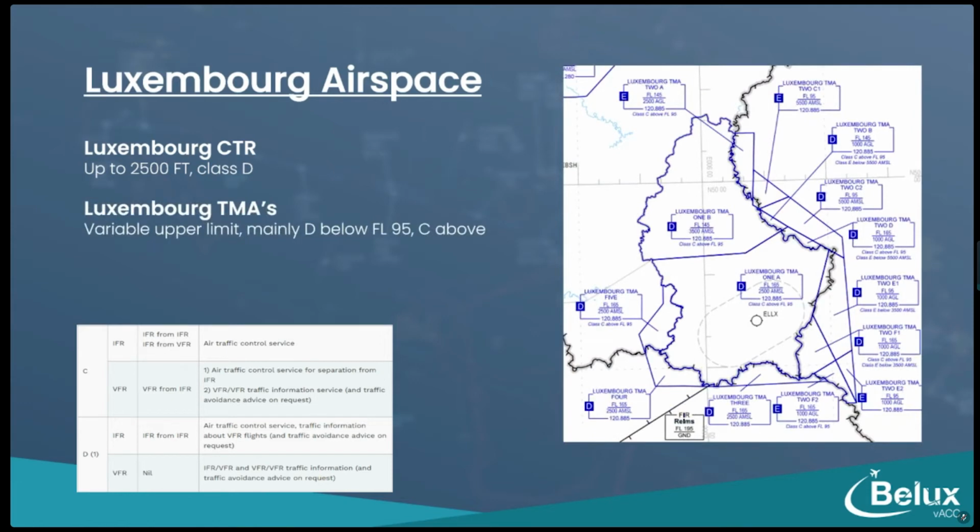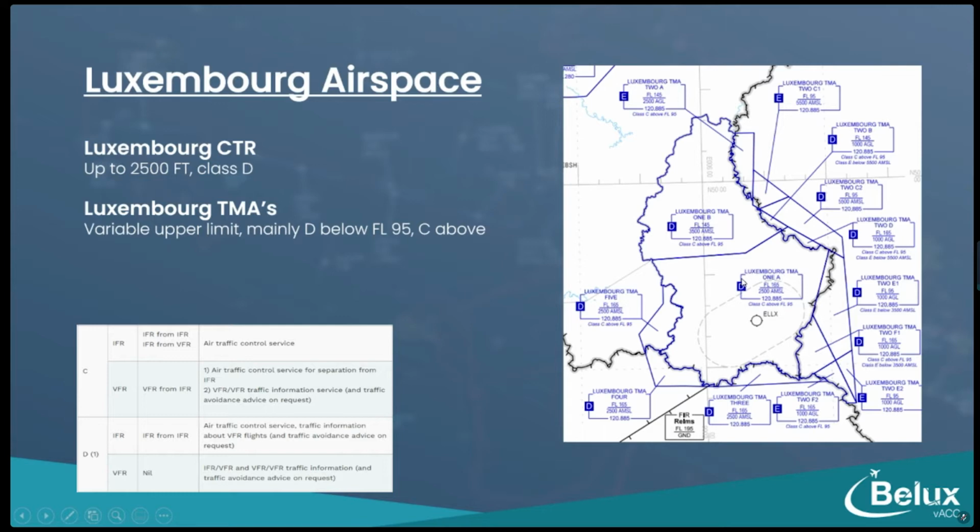Okay. Then we have the Luxembourg TMAs, which are basically the same thing, a little bit bigger than itself. And they have a variable upper limit, like this is 145, over here it's 165, over here you have a few things that only are 905. In general, they are Class D below flight level 905, Class Charlie above.